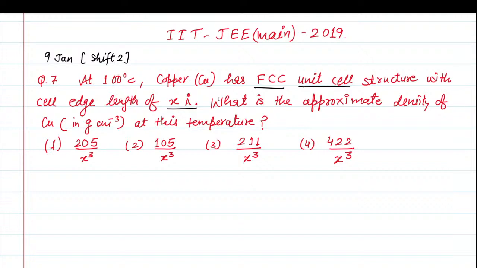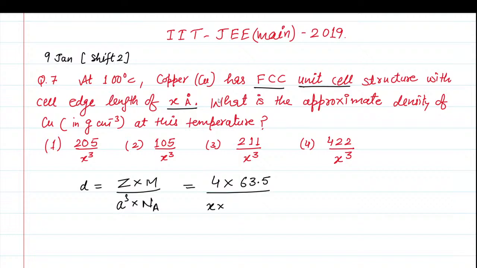You know density, so just write the formula of the density: Z into M over a cube into Na. Density is in gram per centimeter cube. For FCC, Z is 4. What is the molar mass of copper? 63.5, that you should know, or it is given to you. So a is x angstrom.